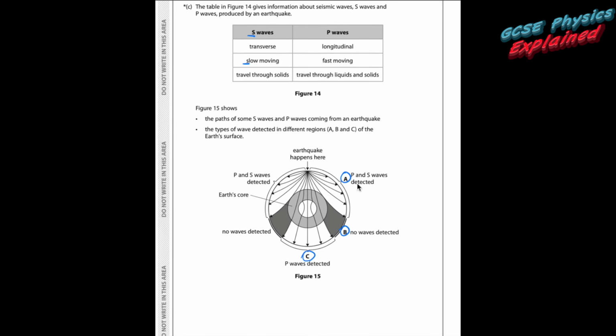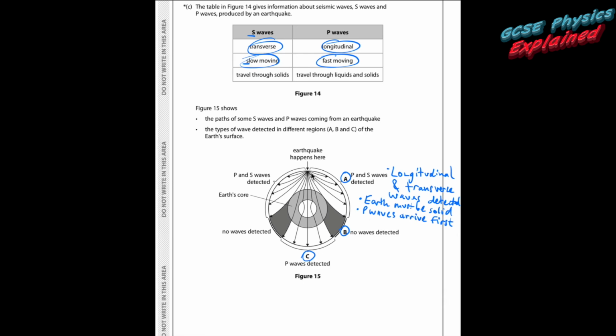So at section A, we've got P and S waves detected. Now, S waves can only travel through solids, so that would suggest that this area here must all be solid. So longitudinal and transverse waves are both detected. So this part of the Earth must be solid. And the P waves are faster than the S waves, so the P waves would arrive first.